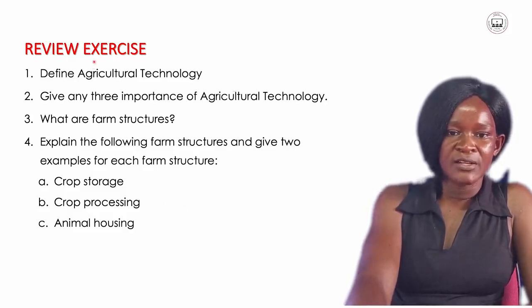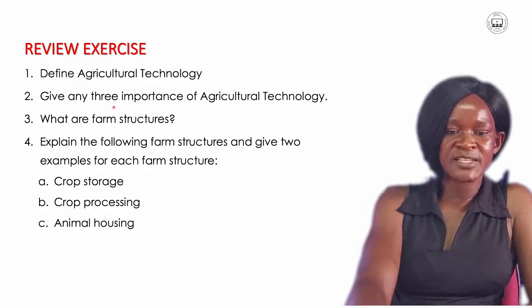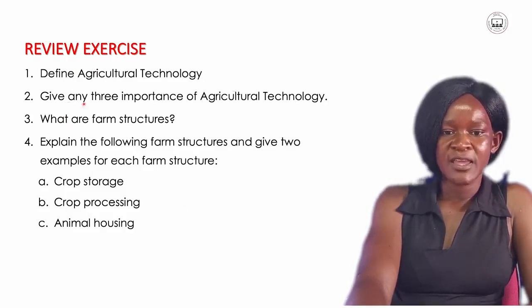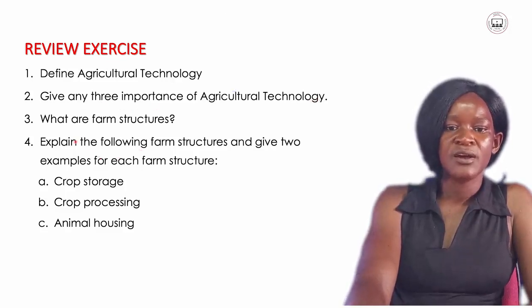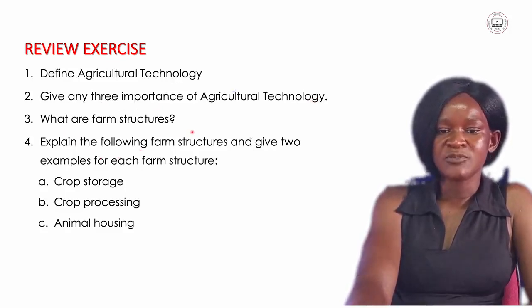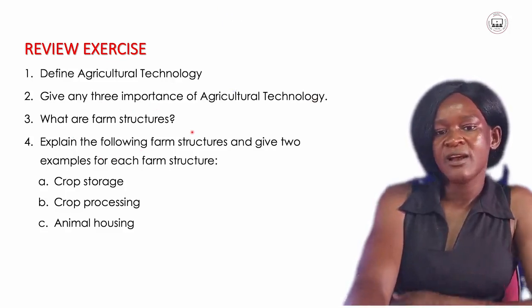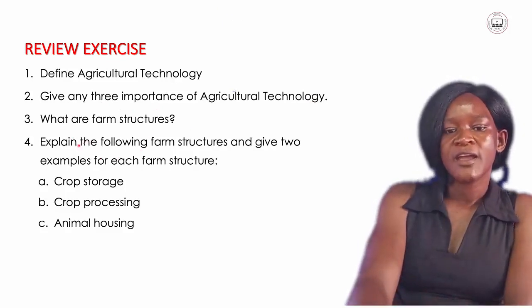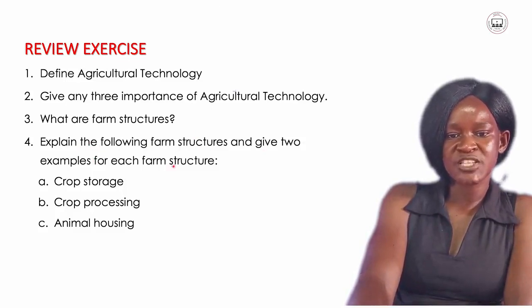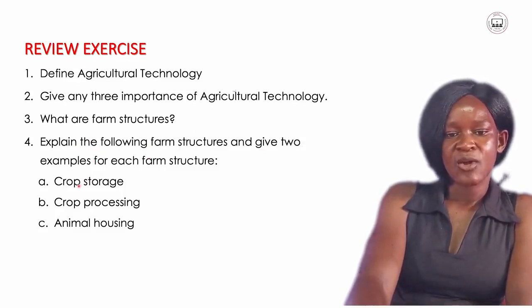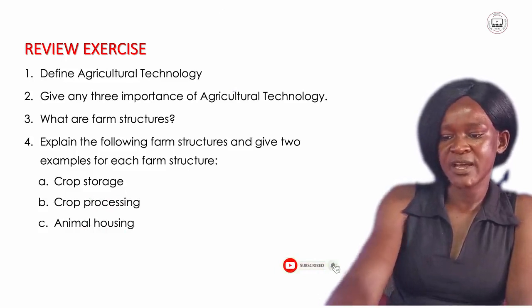Now the review exercise. We need to define what agricultural technology is and give any 3 importance of agricultural technology. What are farm structures? It's another question we need to answer. Explain the following farm structures and give 2 examples of each: crop storage, crop processing, animal housing.